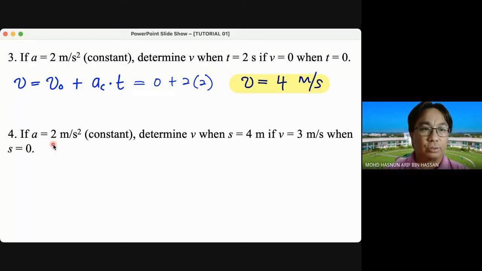If A is 2 meter per second square constant, again, determine V when S is 4 meter if V equals 3 meter per second when S equals 0. Okay, yang belakang ni tadi saya dah bagi tahu is the initial condition. Bila S equals 0, V sama dengan 3. V does not start from 0, dia memang dah ada value daripada awal. And then the relationship given here is A, V and S. So tak ada time mentioned in the problem. So which equation that we can use in this problem?